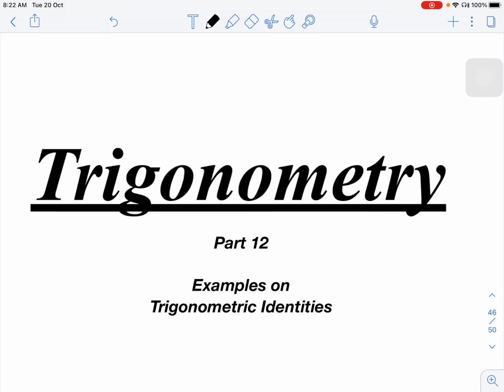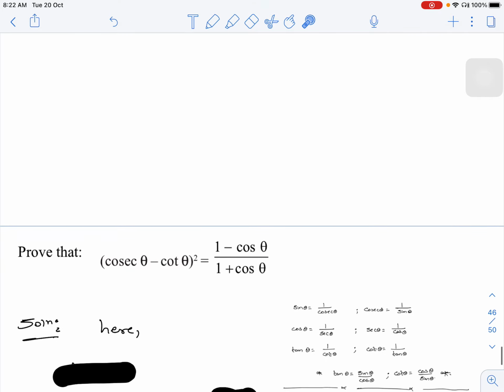So hello students, today we are going to learn part 12 of trigonometry of class 10. In this part we are going to learn some examples on trigonometric identities. Already we have started this topic, so let us start some examples.